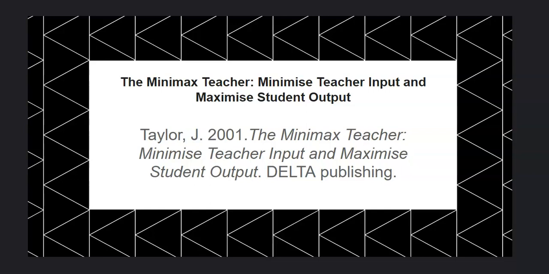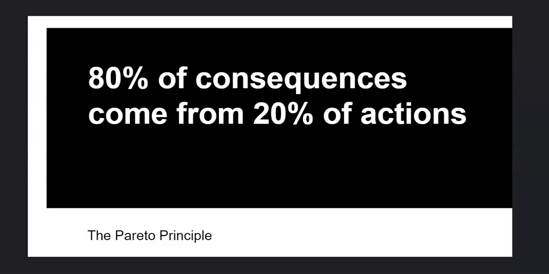These principles are taken from a great book called The Minimax Teacher, Minimise Teacher Input and Maximise Student Output, which was written by Jon Taylor a long time ago in 2001, and you can buy a copy from Delta Publishing. And the key takeaway from the book, I think, is that we can achieve more by doing less as teachers, which reminds me of the Pareto Principle that states that 80% of consequences or results come from 20% of actions.